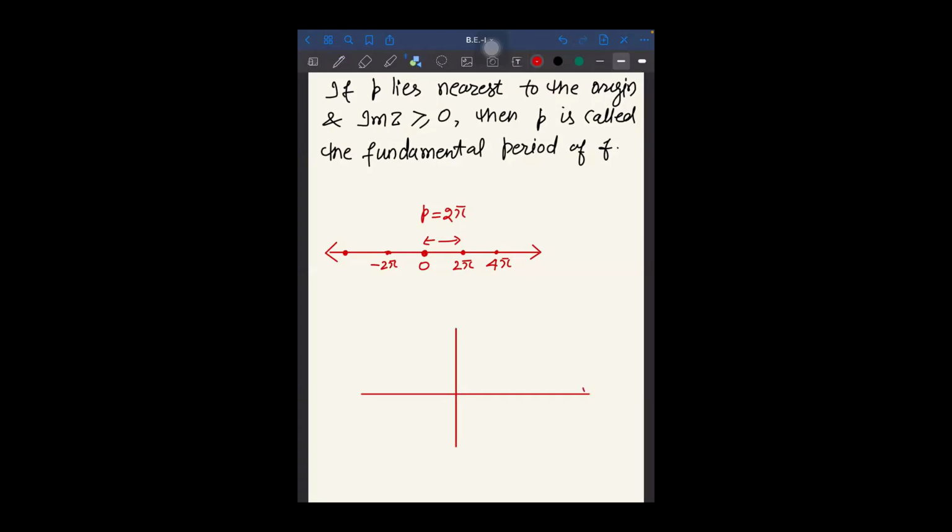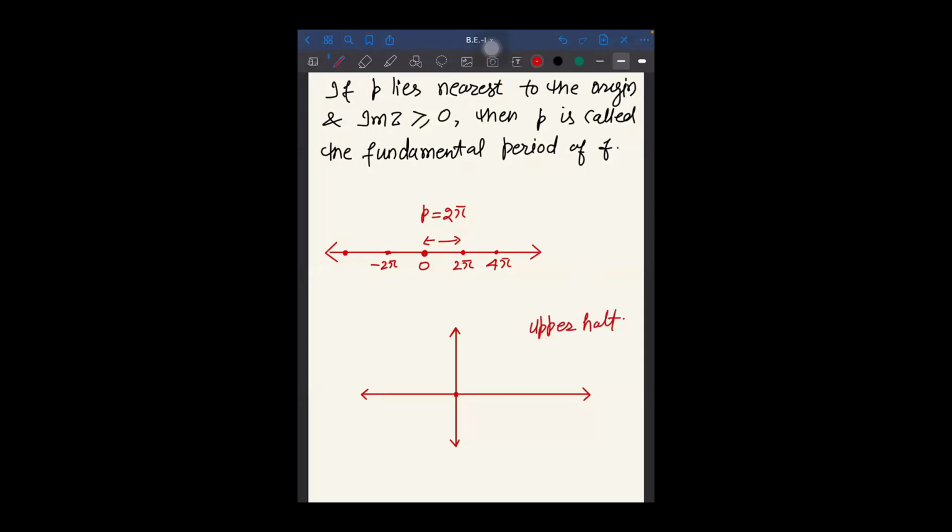Now how do you think of a smallest number? You can't. But you try to make an analogy like you have done in real analysis. So what do you say? The period should be taken near the origin. Here also near the origin, right? And secondly, as near the origin as possible, and along with that the imaginary part should be positive. That means the period should lie in the upper half of the plane. Okay, so in the upper half.